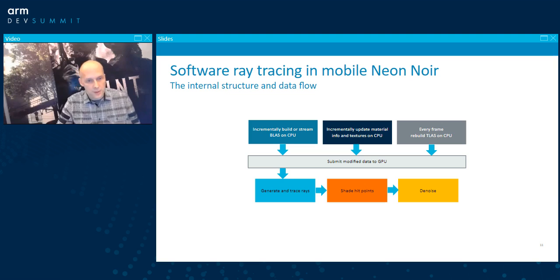A few words about internal structure. On the CPU side, for static world, we incrementally stream BLAS data from disk and upload it to GPU. For dynamic objects, and we have only one in the demo, we rebuild BLAS every frame. We also stream in material textures like albedo and normal maps used in ray tracing, also uploaded to GPU. Every frame we regenerate a single global TLAS and relink all the prepared BLASs into it. On the GPU side, for every frame we perform several passes: ray generation and tracing pass, hit point shading pass, and basic denoise pass.